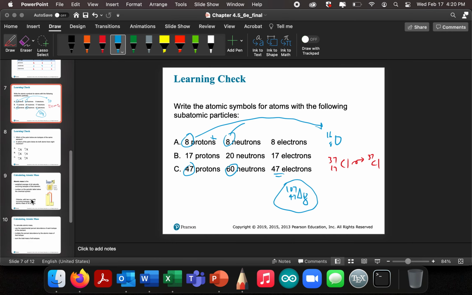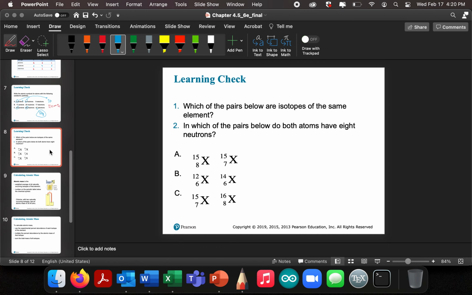Okay, and one final learning check is here. Pause the video and come back and say which pairs are isotopes of the same element, and in which of the pairs below do both atoms have 8 neutrons. Okay? So let's do this element here. I'm going to hopefully paused it.